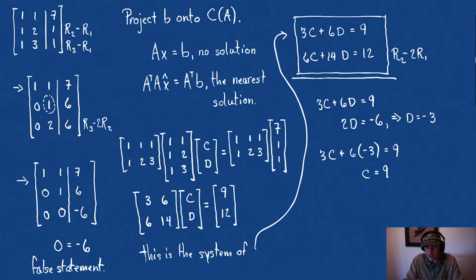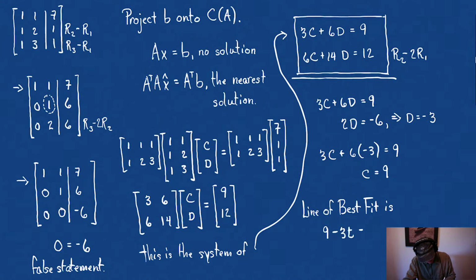We just found the line of best fit. So let's write what we found. The line of best fit is C is 9, D is minus 3 times T equals B. Okay, but before I graph that, because I am going to graph that here in a moment, there's something more that I would like to do. So let's do that now.